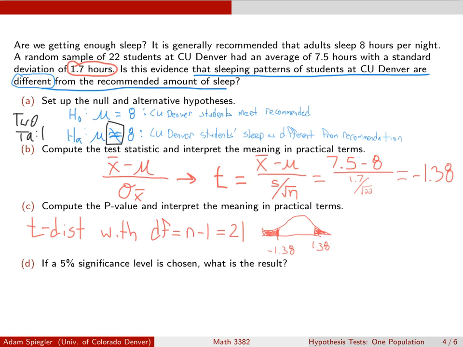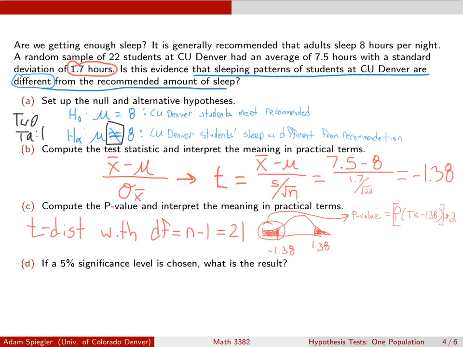So one way that we can do this is calculate the area in one of these tails and then double it, because t-distributions are symmetric. So here the p-value we can calculate by taking the probability that we would get a t-test statistic which is less than or equal to minus 1.38, and then double it to also take into account the probability that t is greater than or equal to positive 1.38.